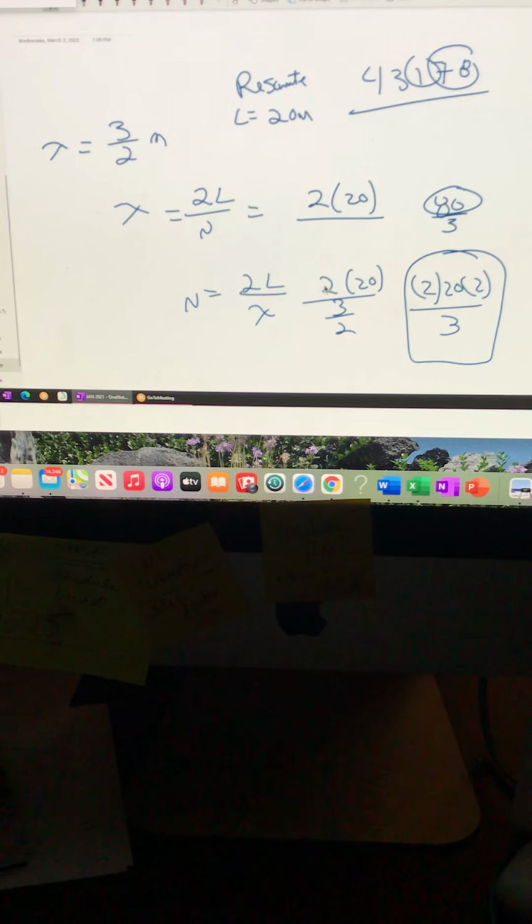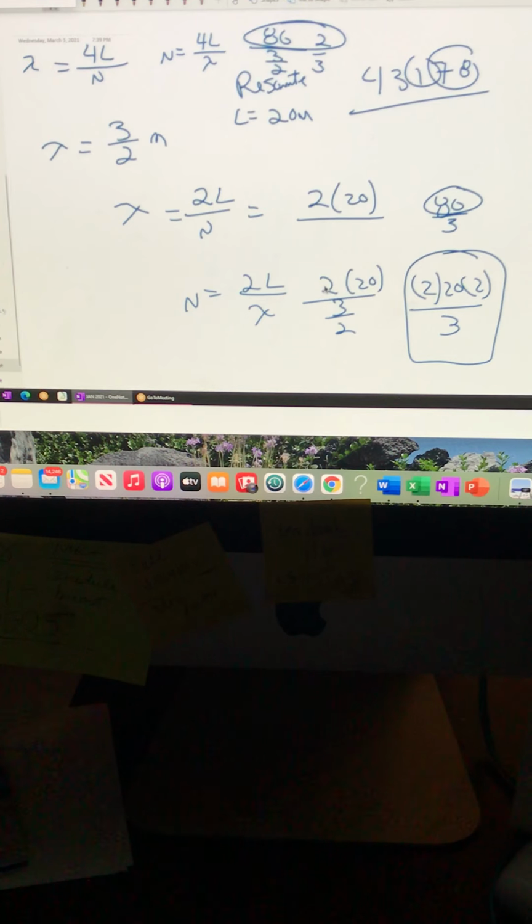But you didn't check the other one, did you? So let's check it. Can it resonate 4L over N equals wavelength? I can switch these two and say N equals 4L over wavelength, right? So my length is 4 times 20 is 80 over the wavelength, which is 3/2, multiplied by 2/3. Is 160 divisible by 3? Well, it's not, and therefore it's not.